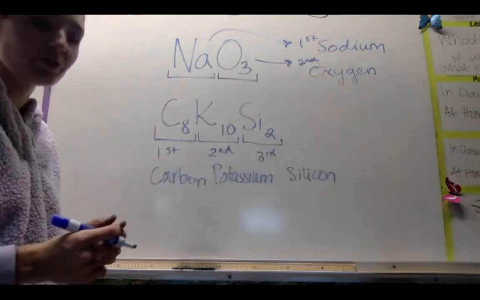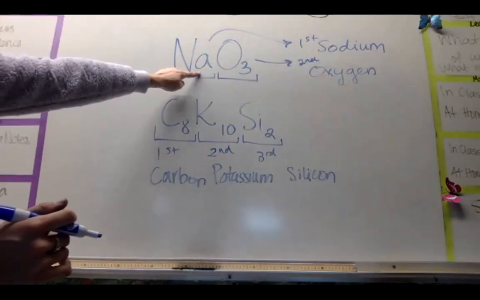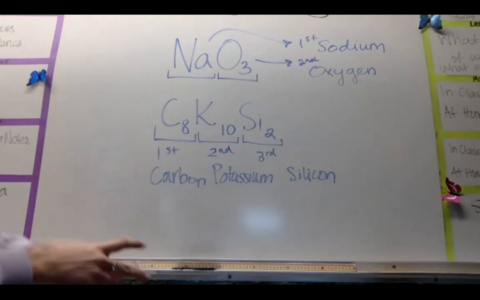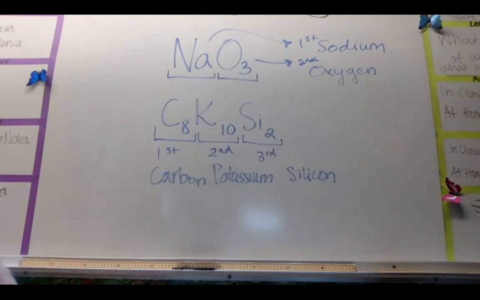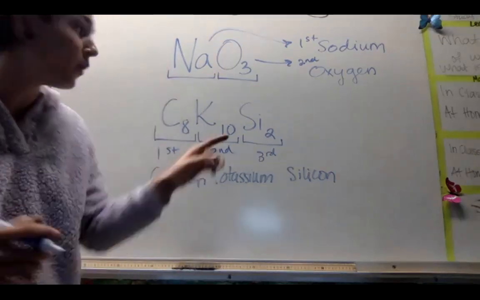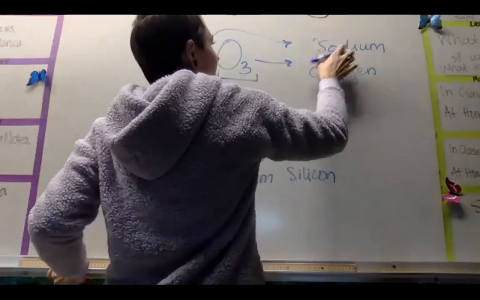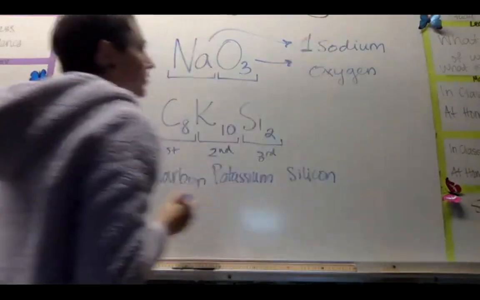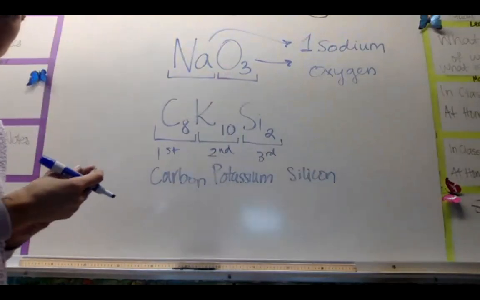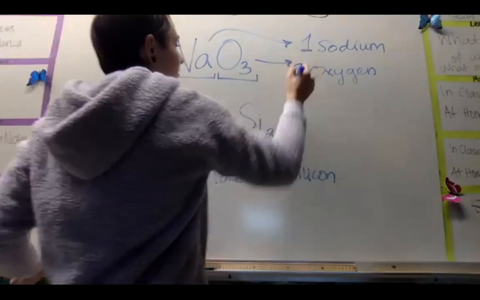The last step is to figure out how many of each element I have. So how many do I have of sodium? 1. Yeah, so remember, if the letters are in there, that means that there's just going to be 1 if there's no number after it. So we've got, let me erase this, we have 1 sodium, and then how many oxygen do I have? 3. So we have 3 oxygen.